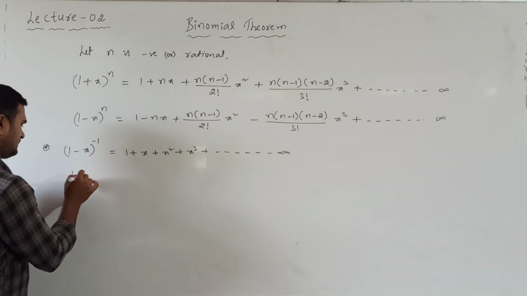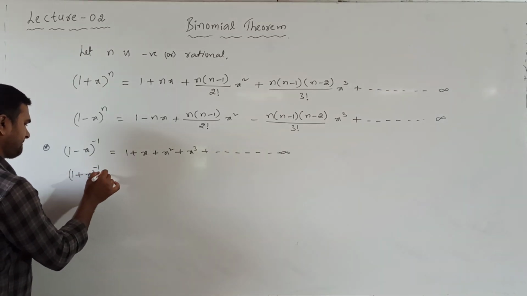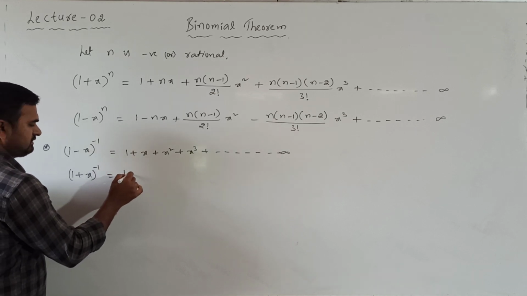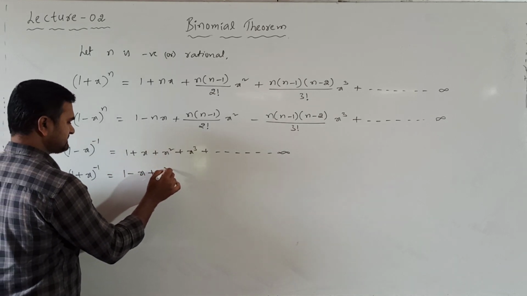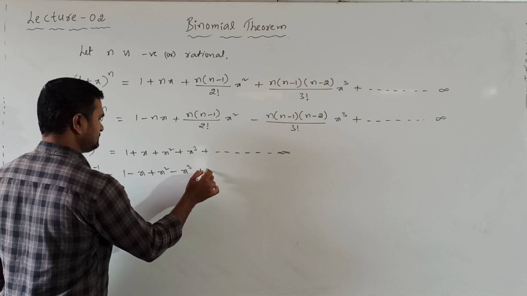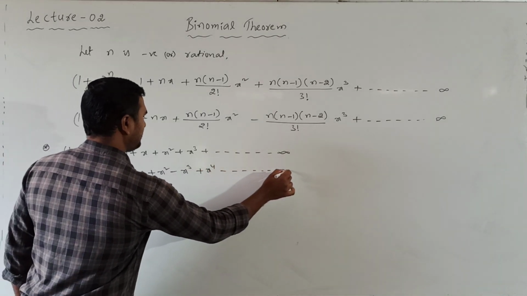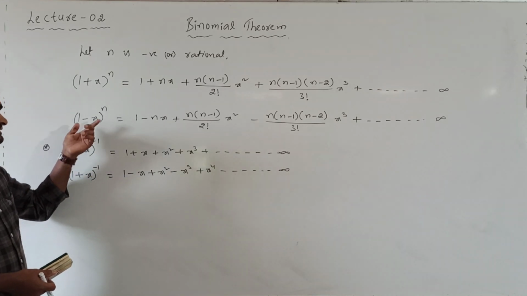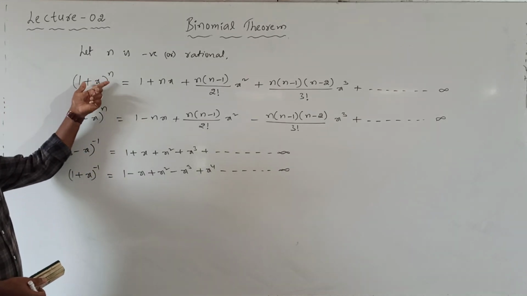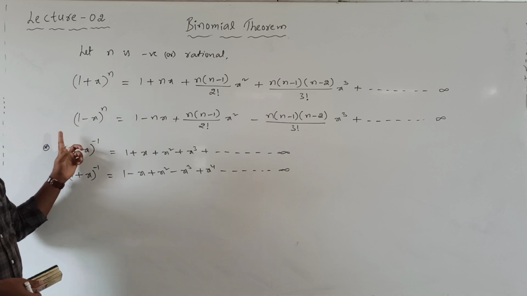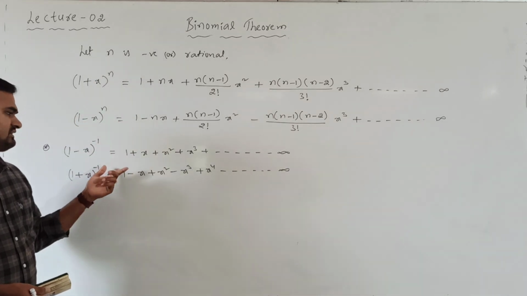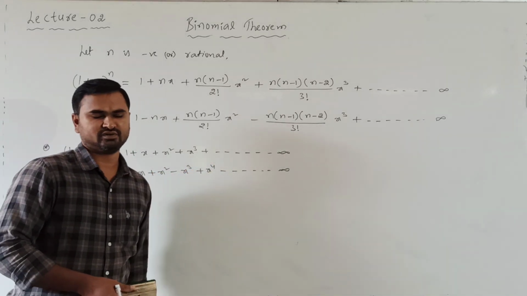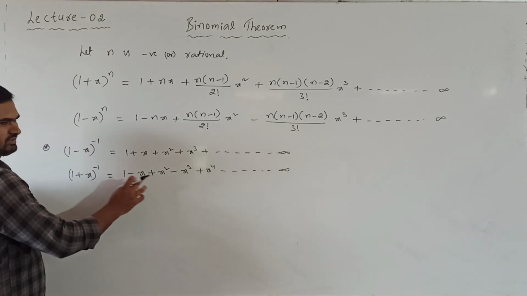If I take (1 + x)^-1, the expansion will be 1 - x + x^2 - x^3 + x^4 and so on up to infinity. So just replace n with minus 1 and then we get (1 + x)^-1 and (1 - x)^-1. These are the simplified forms. You have to remember this directly.